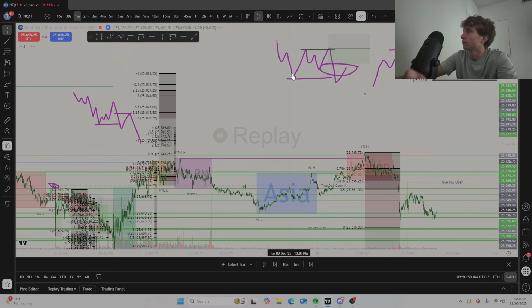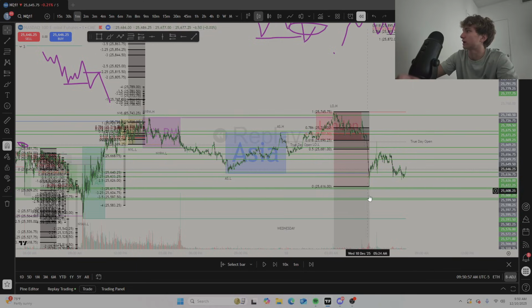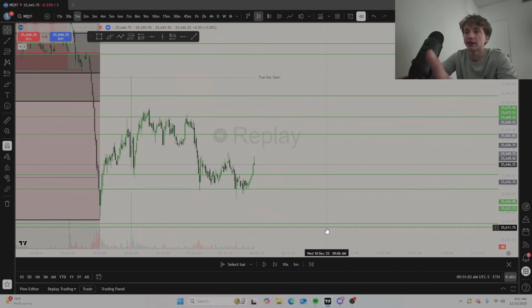Look at this. We took out the low, we pull back, and then technically we should sell off again, right? So take a look at this. We took out the low here, Asia low, we pulled back, so technically we should sell off, right? Yes, but not yet. We didn't hit true day open yet, right? And that's our target every single pre-market. So what happens here?